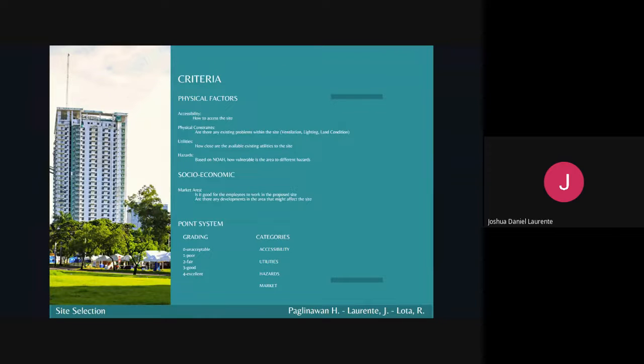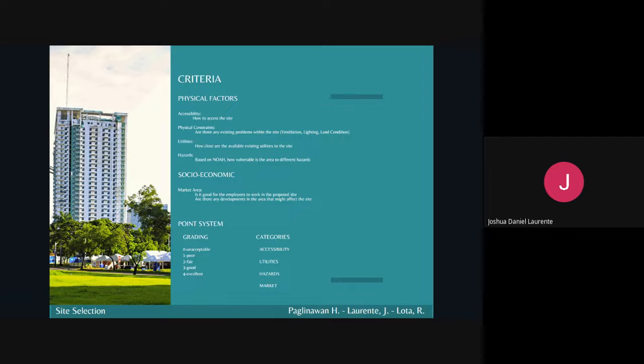Hello. So these are the criteria that we have gathered for site selection. For physical factors, accessibility: how accessible is the site. Physical constraints: are there problems that distract weather, ventilation, or lighting going to the site? And are there any problems with the land conditions? Next, we have utilities: how close or available existing utilities are to the site, meaning how close are terminals, jeepney stops, pedestrian lanes, etc. And lastly, we have hazards, to see how vulnerable the site is to different hazards. And we base our findings on the NOAH website.